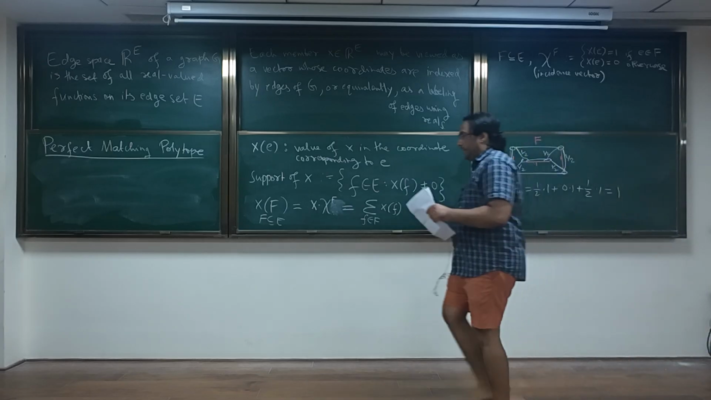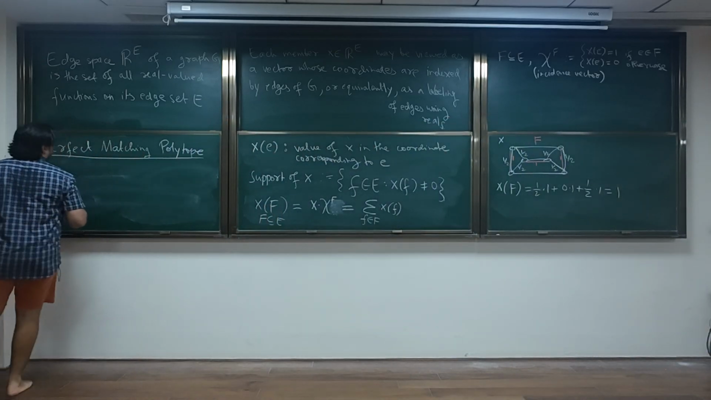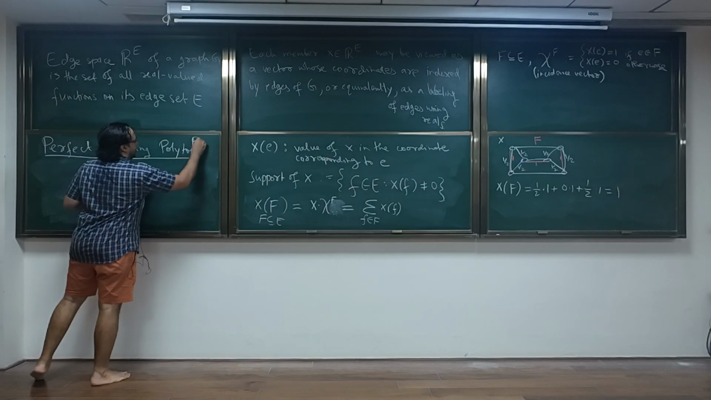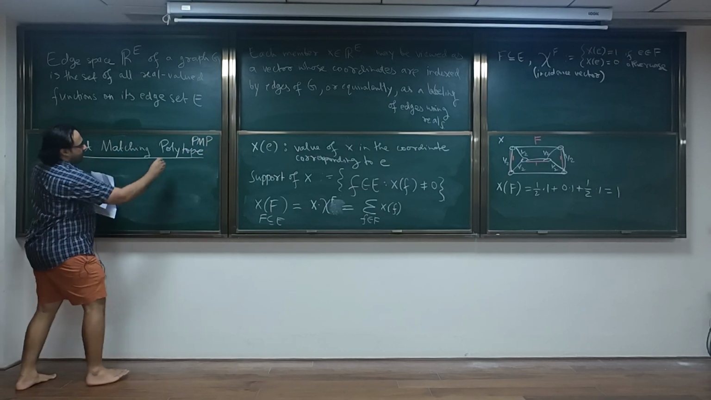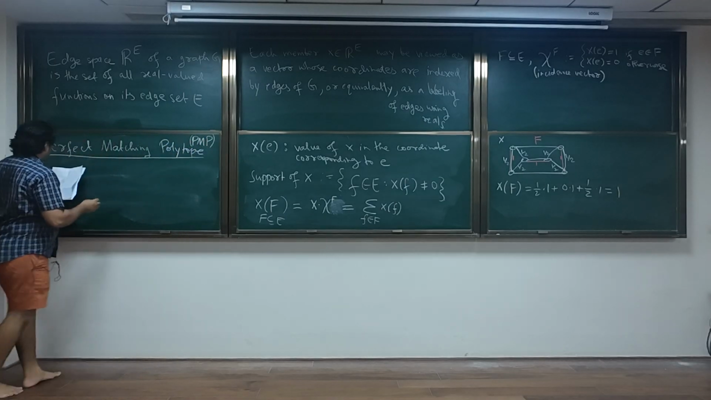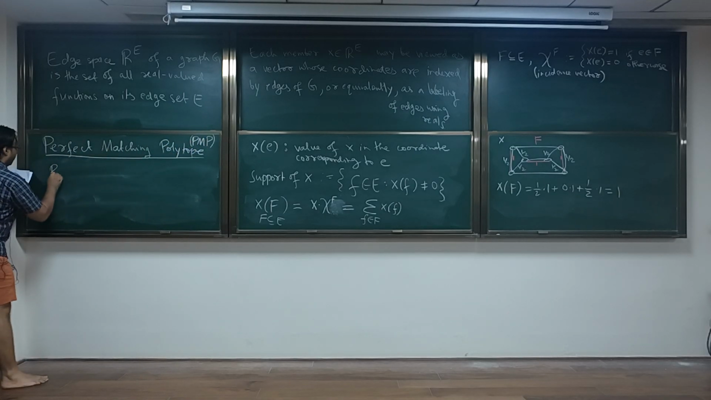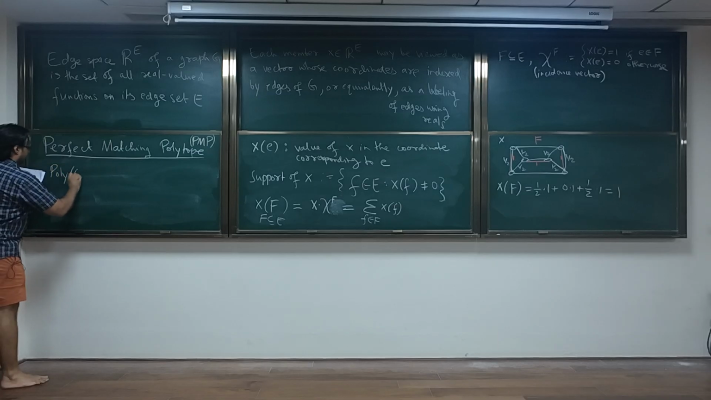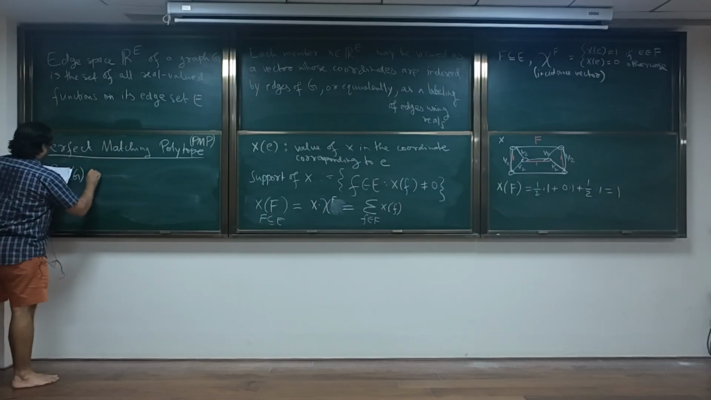The notation I'll be using is directly from Lucchesi-Muti. I typically use PMP of G, and I will still use the abbreviation PMP for perfect matching polytope. But the notation I'll go with is Lucchesi-Muti. They use poly of G. It is a convex polytope.